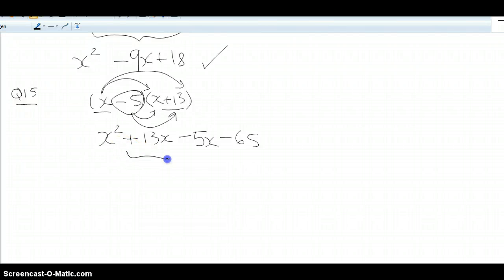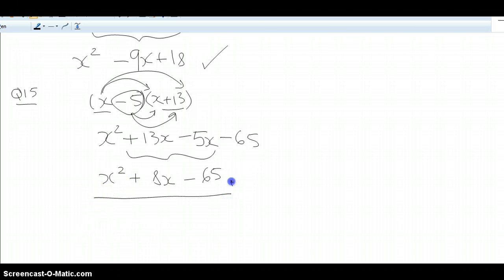And collect these, plus 13 minus 5 together. What's that? And there's my simplified answer.